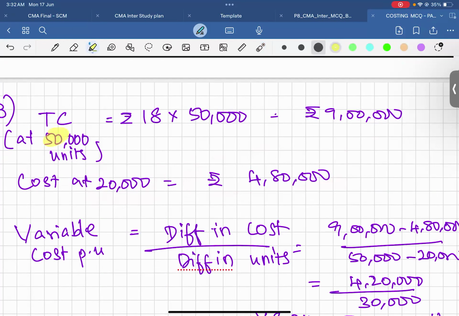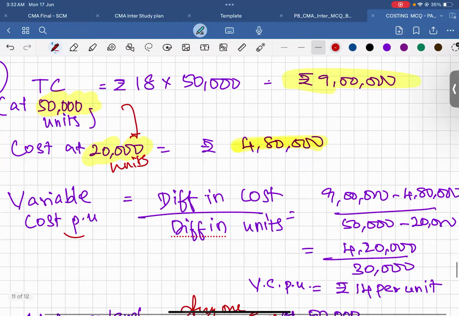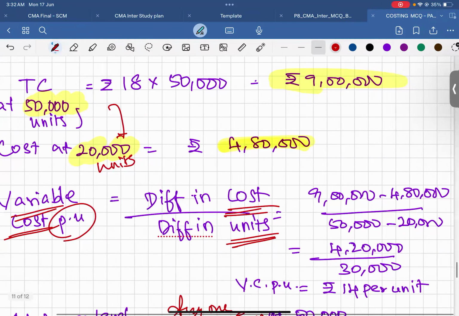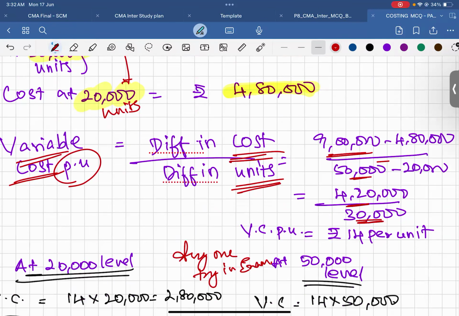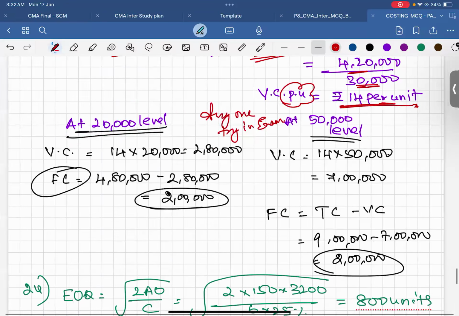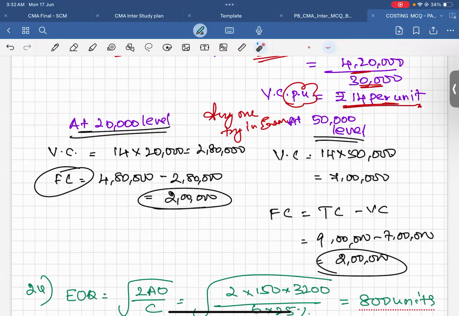So here I know 50,000, here I know 20,000. This is in units. Now this total cost I know. So the difference is merely because of the units. What is the formula to find variable cost per unit? Difference in cost divided by difference in units. So difference in cost is 9 lakh minus 4 lakh 80,000, divided by 50,000 minus 20,000. So 4 lakh 20,000 divided by 30,000. Variable cost per unit is 14 per unit. Okay. In the examination, you can either go with this method or take 50,000 and find it out.